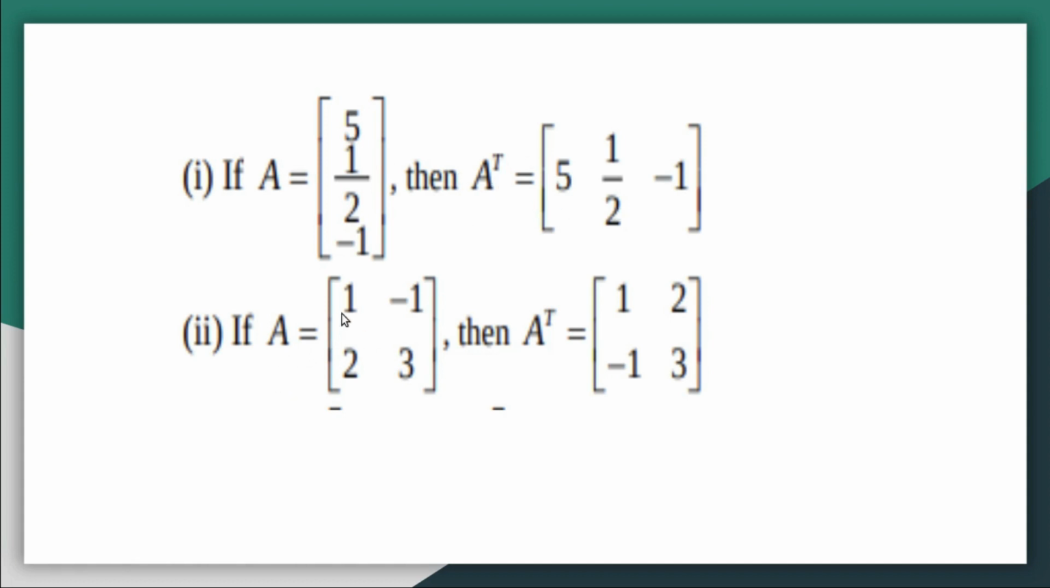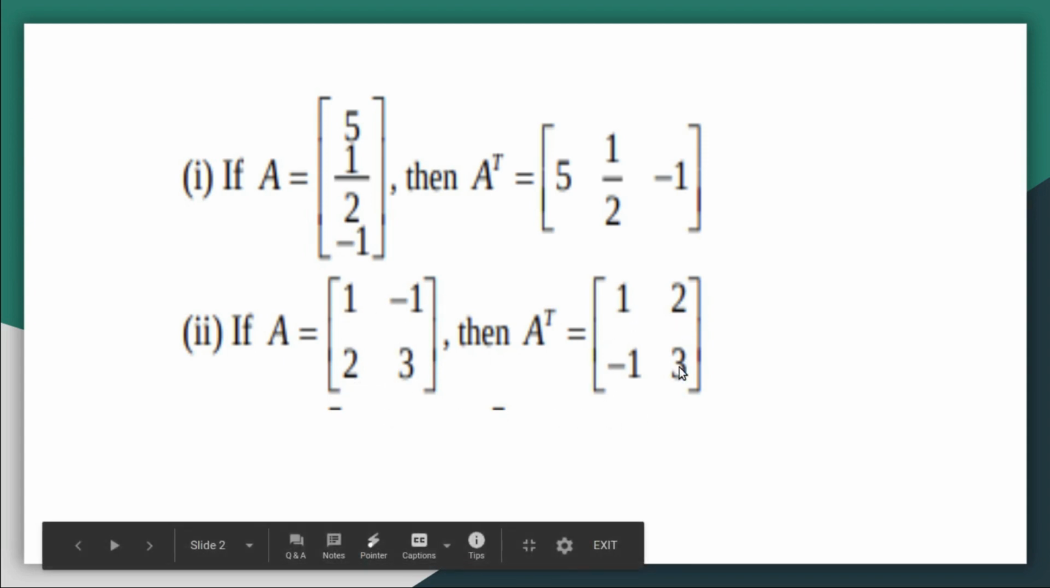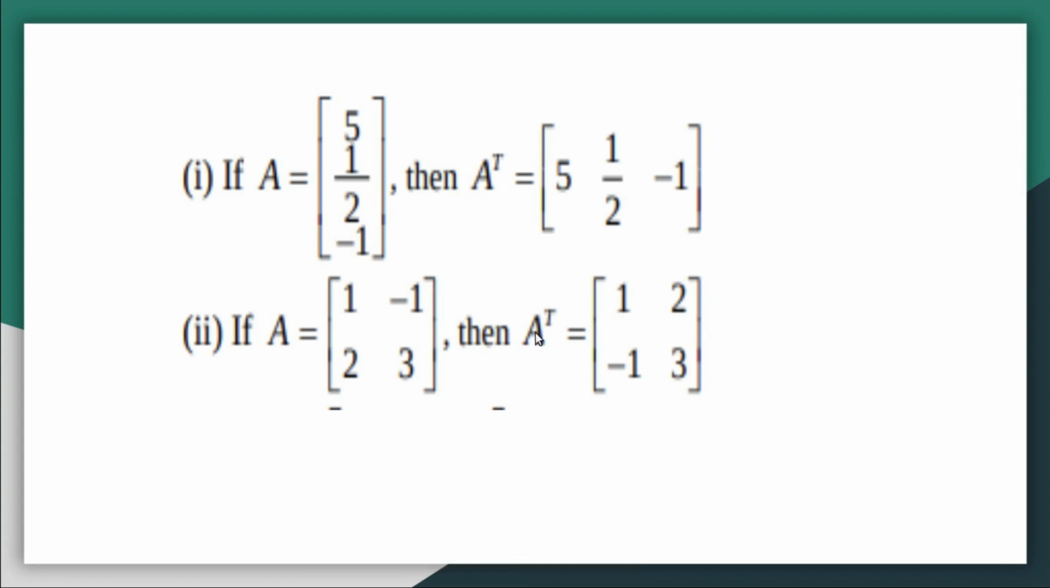If A equals the matrix 1, minus 1, 2, 3, then A transpose equals the matrix 1, 2, minus 1, 3. Interchanging rows and columns, we get the transpose of the given matrix. So write the first row as the first column, the second row as the second column. A transpose is the matrix 1, 2, minus 1, 3.